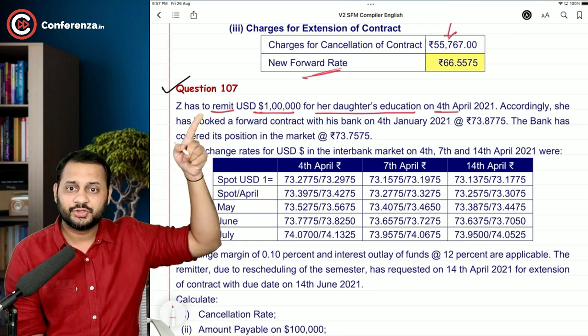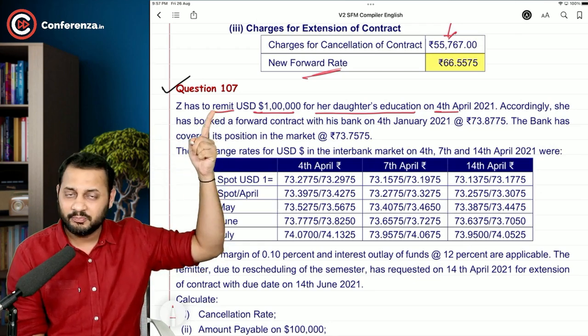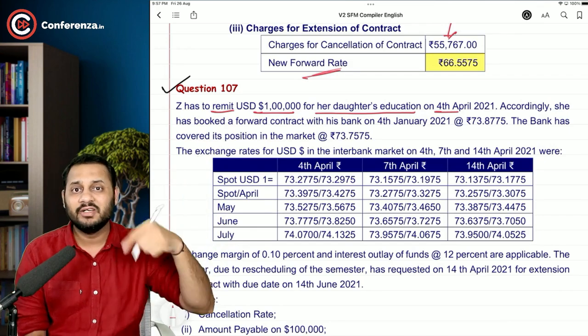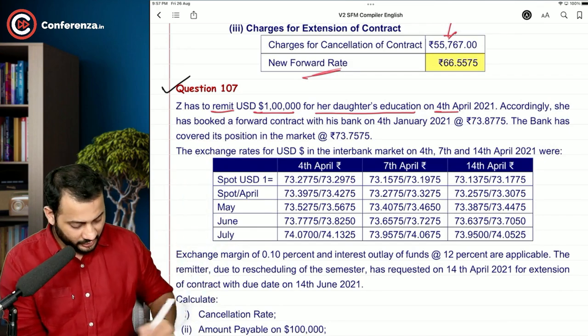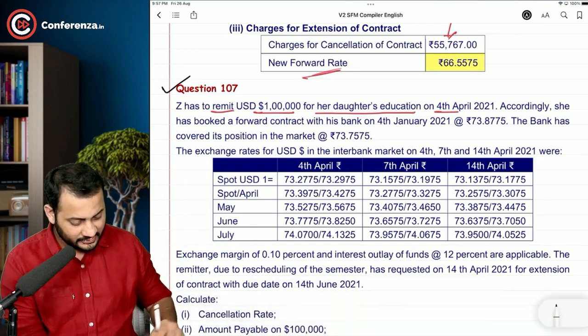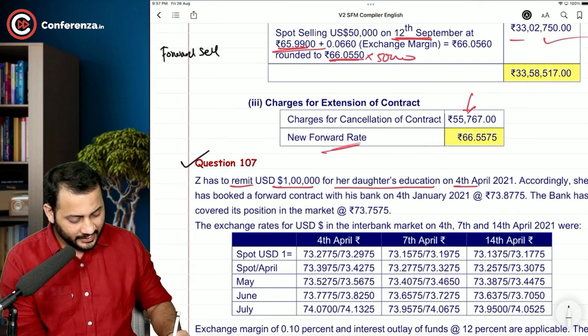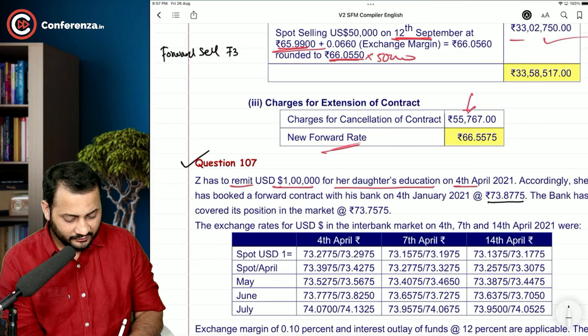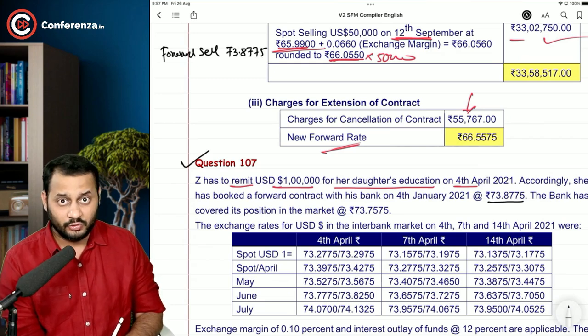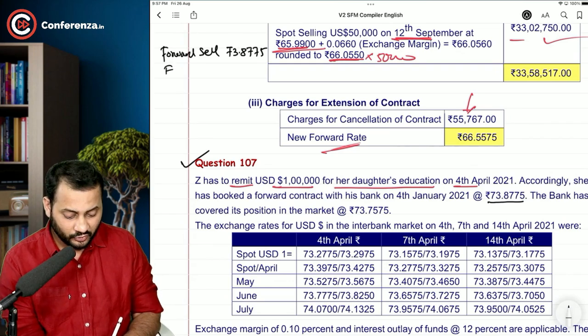Now she has to buy the dollars from the bank. That means the bank will sell it. The original contract rate of the bank with the customer is forward. Do you agree? Forward sell. So the bank agreed to sell to Z every dollar at 73.8775. And the bank also covered itself in the market with a forward buy.